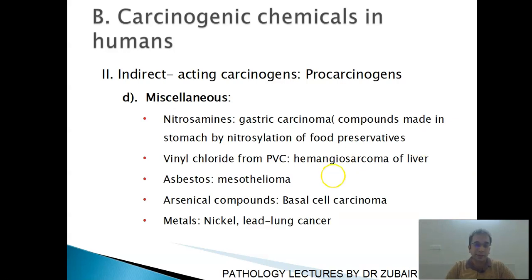Coming back to the indirect acting carcinogens, which are the procarcinogens, we also have the miscellaneous category within them: the nitrosamines, which cause gastric cancer, and vinyl chloride causing hemangiosarcoma of the liver, asbestos leading to mesotheliomas, arsenical compounds causing basal cell carcinoma, and metals like nickel and lead causing lung cancer.